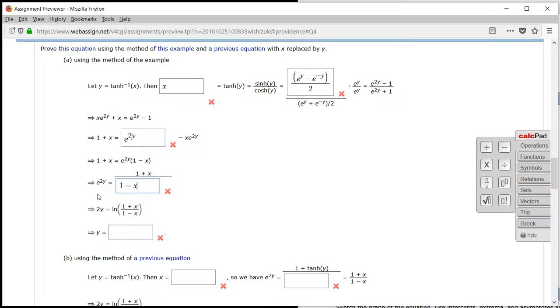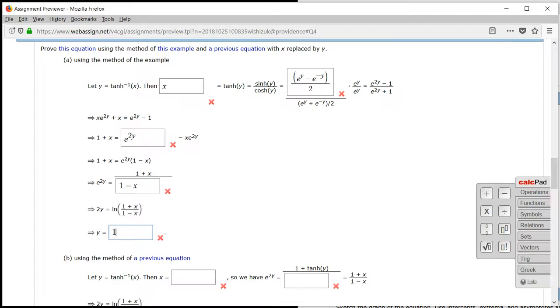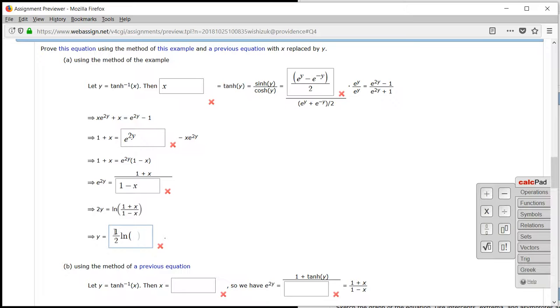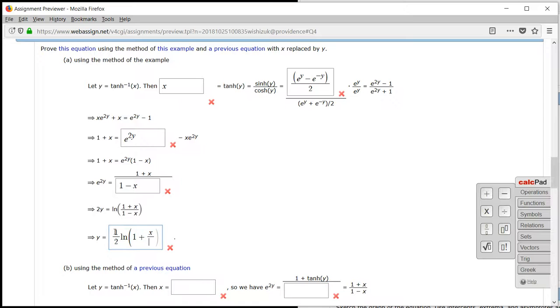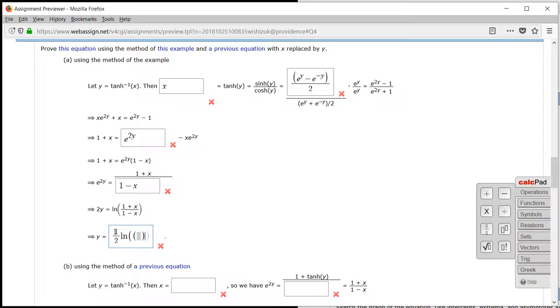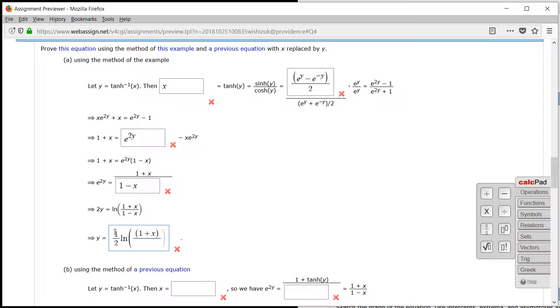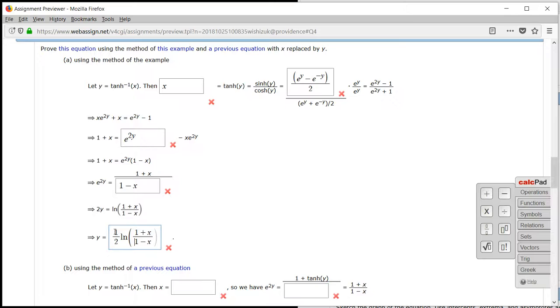Then we take the natural log of both sides. You get 2y equals the natural log of that, and divide through by 2. You get 1/2 natural log of, oops, sorry, that's not what I want to do, 1 plus x over 1 minus x. And I just need a parenthesis here. So that was the identity.